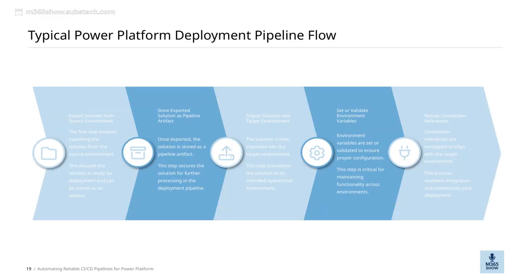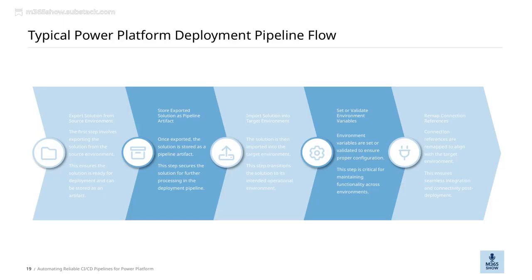Let's walk through the typical Power Platform deployment pipeline flow. First, after exporting the solution from the source environment, we store it as a pipeline artifact. This step is crucial because it secures the solution and prepares it for further processing down the line. Next, we import the solution into the target environment, which is the actual deployment step where the solution becomes operational in its new location. Once imported, we need to ensure that all connection references are properly remapped to align with the target environment. This remapping guarantees seamless integration and connectivity after deployment, preventing any broken links or failed connections.